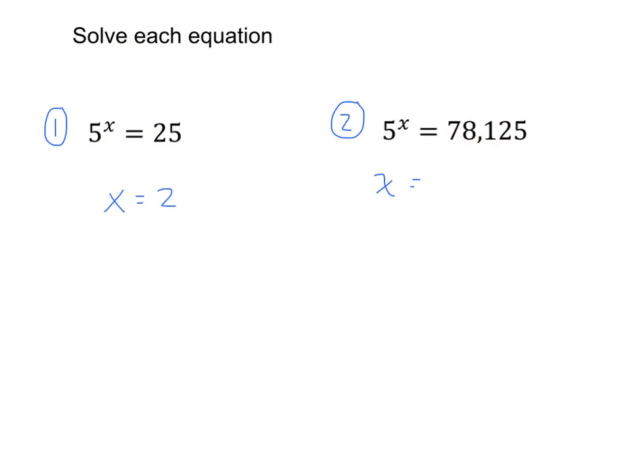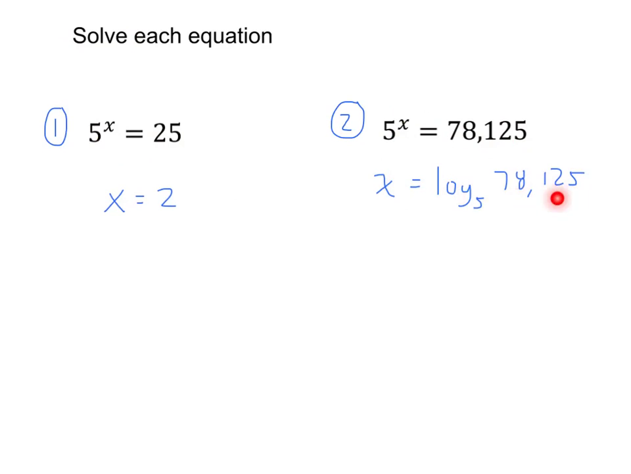So x is equal to the logarithm base 5 of 78,125. Let's think about that. Does that make sense? Remember, our x is the exponent that I need to raise my base, 5, to, to get 78,125. That's exactly what this is: log base 5 of 78,125.